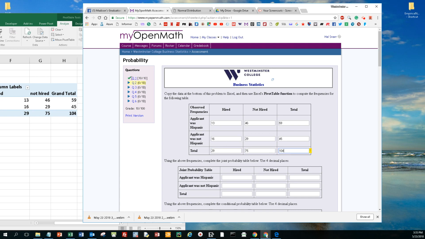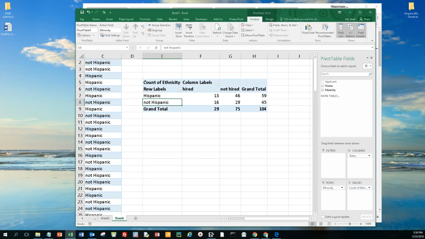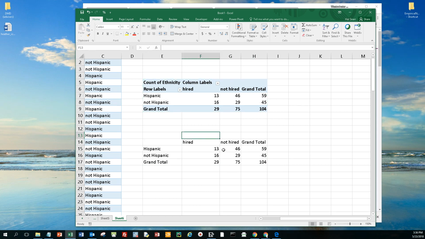Okay, now I want to turn these frequencies into relative frequencies by doing a joint probability table down here. So what I'm going to do for that is copy and then paste special the values here. Okay. I'll get rid of the word grand, and then I'll left justify that. Okay. So this table here is identical to that table up there. It makes it easier. So I'll copy and I'll paste down here.